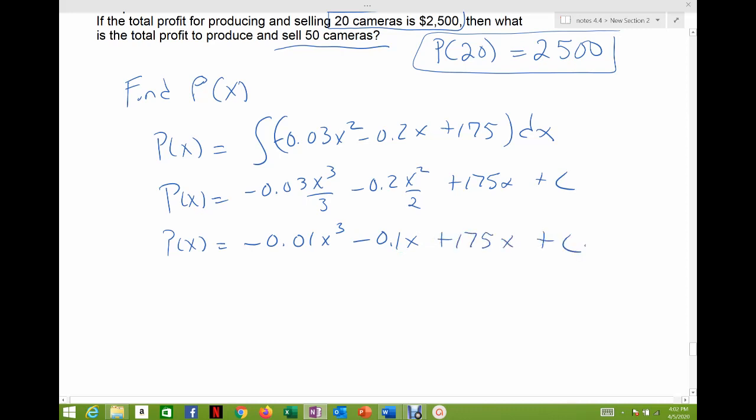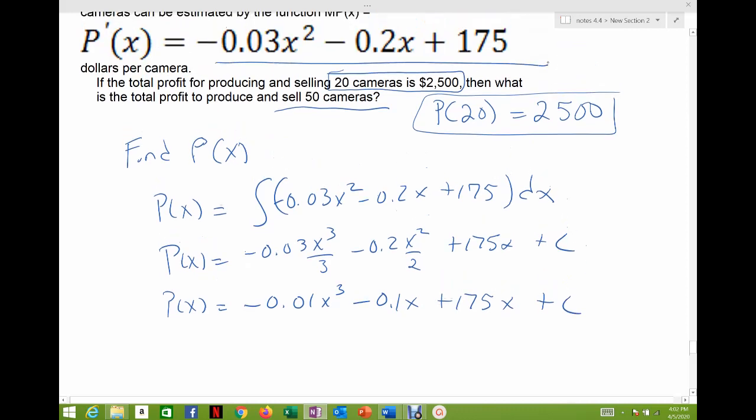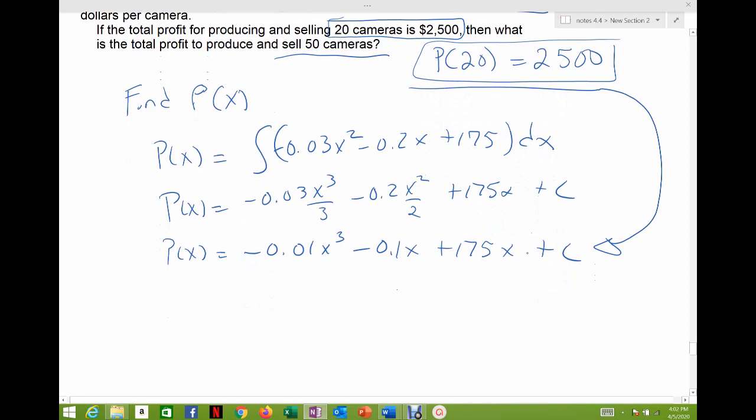So there's my profit, all possible profit equations, all of them that have this derivative. There are infinitely many functions that have that derivative. That's what they look like. Now I want the one that not only has this derivative, but has this initial value. And so I'm going to use that piece to find the constant that matches. When I plug 20 in, I should get 2,500 out.